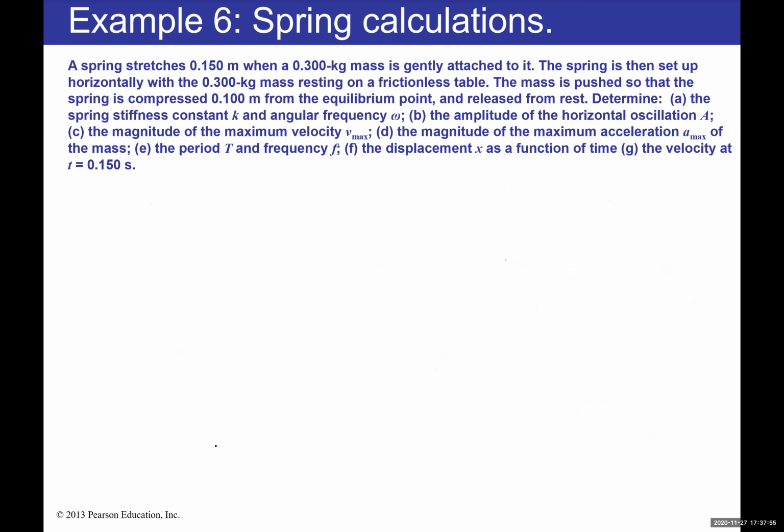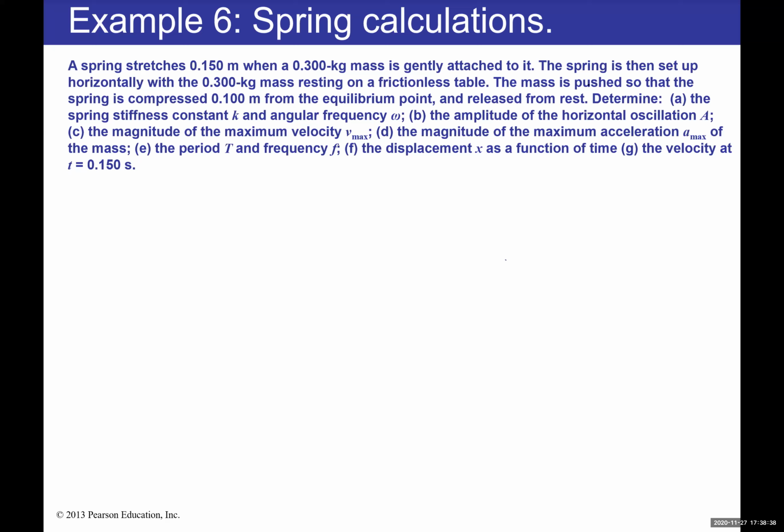So this was the famous example 4, but I moved it here because we are looking at this as the spring. All right, actually I made a mistake. I thought this was vertical, but it is horizontal. Anyway, let's look at that example. I have a spring that stretches to 0.15 meter when a 0.3 kilogram mass is gently attached to it. The spring is then set up horizontally. Oh, so that's what I'm talking about.